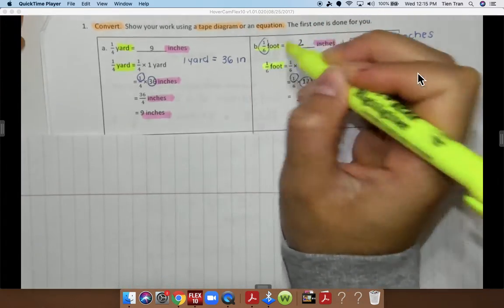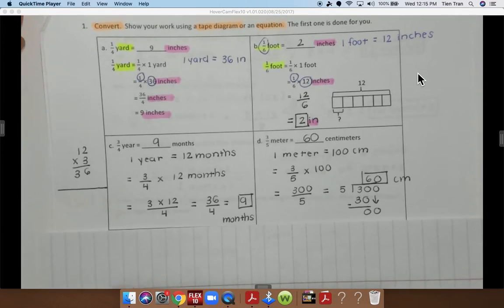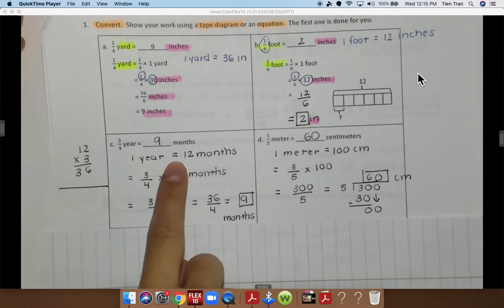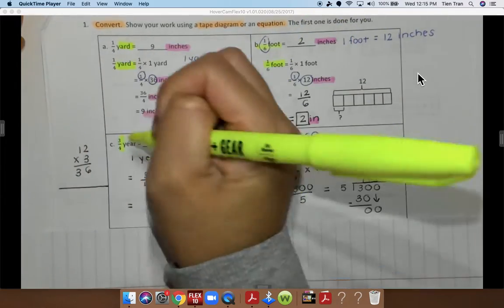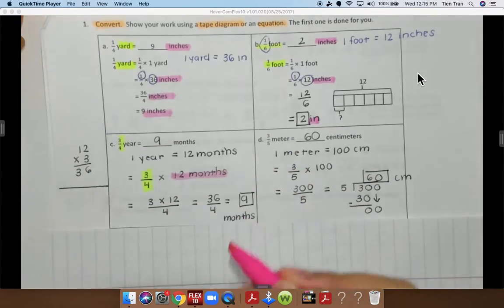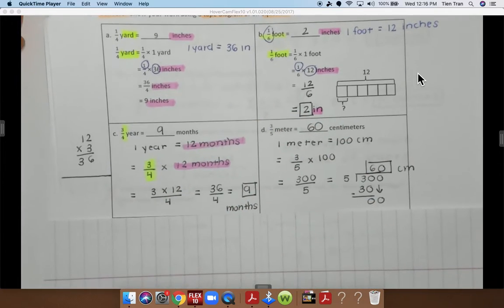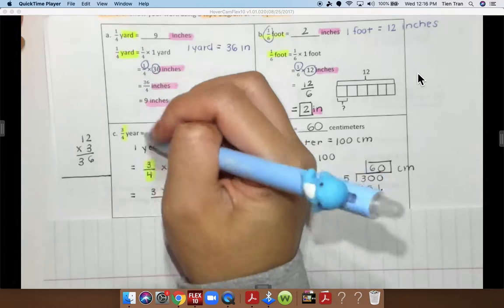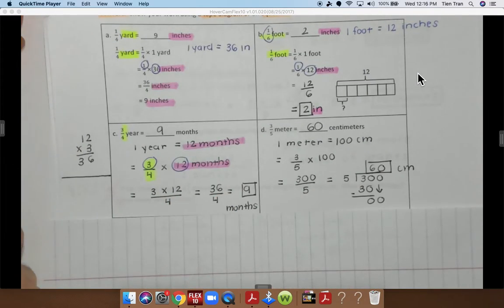from foot to inches. Now the next one, they're asking for years to months. We know that 1 year is equal to 12 months. So I'm going to take that number 3/4 and multiply it times 12 months, because that's the number that they're asking for. They're asking for months. This is where I'm getting 12 months from. Now, 3 times 12 is going to give me 36.